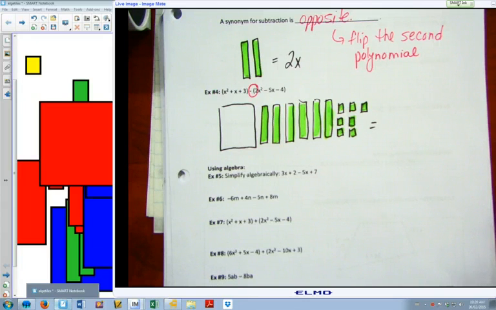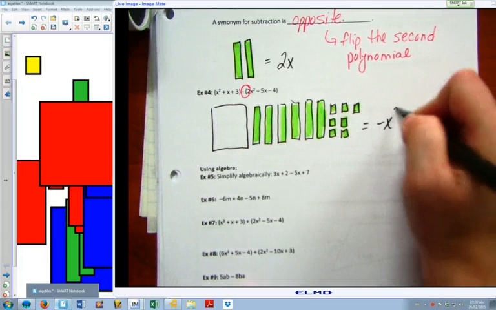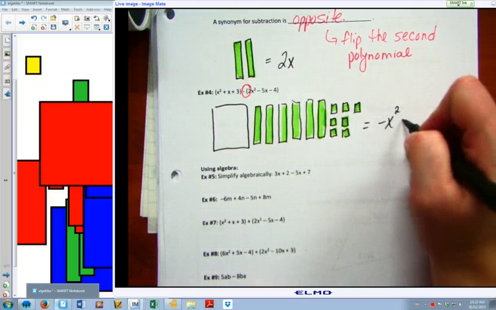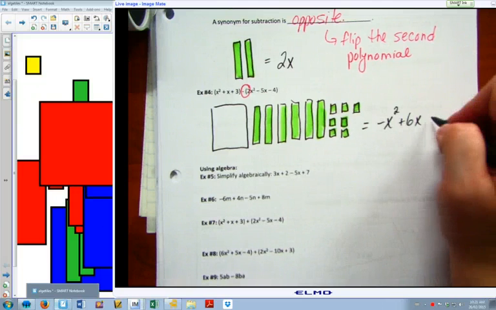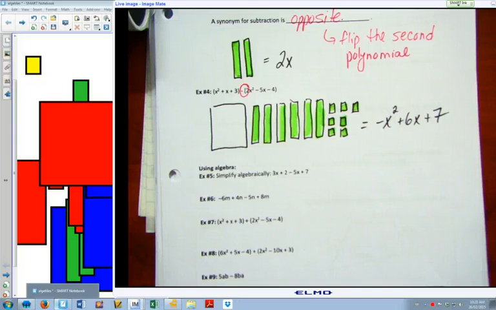And now we just count. So what does one big white square represent? And what does 6 colored rectangles represent? And what does 7 colored little squares represent? That's simplifying polynomials or collecting like terms or adding and subtracting.